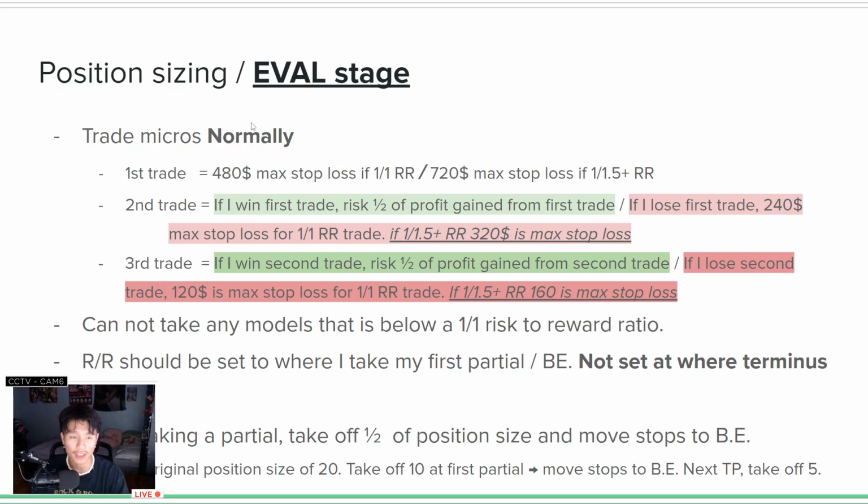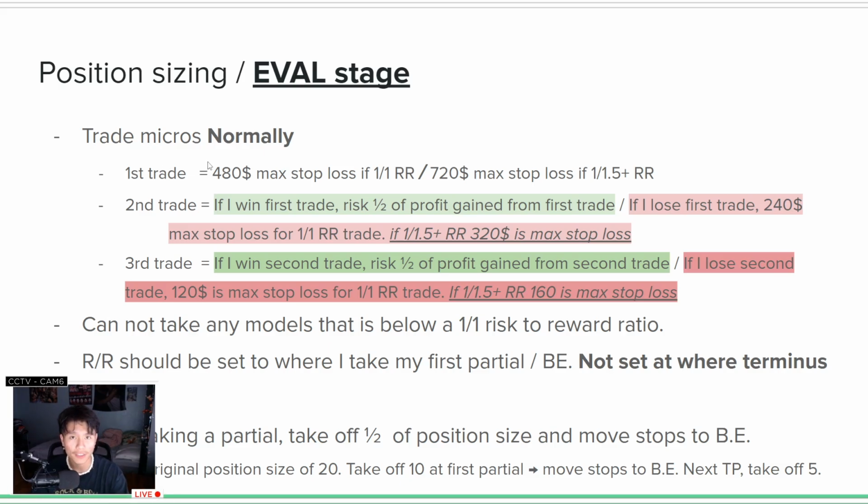So for an eval stage, I've always stuck with trading micros. I prefer micros, because technically one mini is equivalent to 10 micros. So I would rather be able to trade with 20 micros than compare it to two minis. 20 micros allows me to get in and out of positions easier, and it allows for partials.